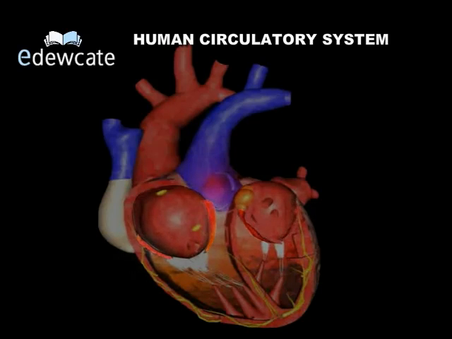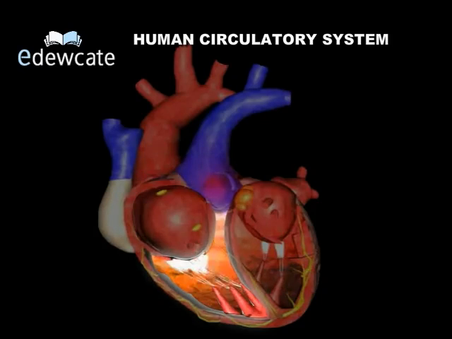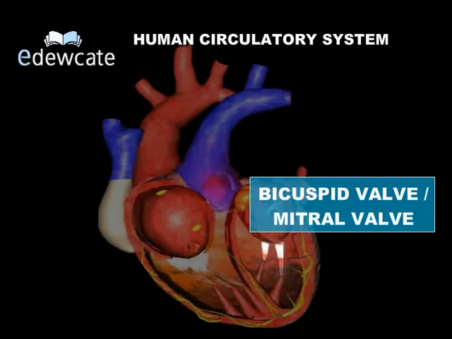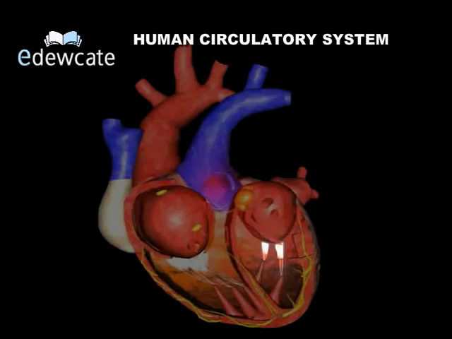However, each of these septa are provided with an opening through which the 2 chambers of the same side are connected. The opening between the right atrium and the right ventricle is guarded by a valve formed of 3 muscular flaps or cusps, which is the tricuspid valve, whereas a bicuspid or mitral valve guards the opening between the left atrium and the left ventricle.